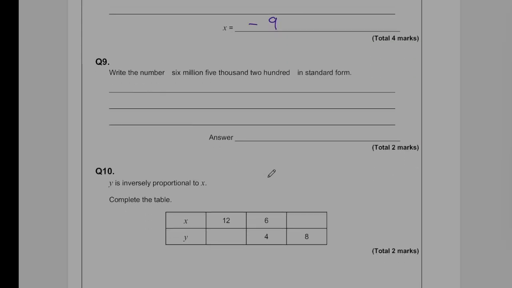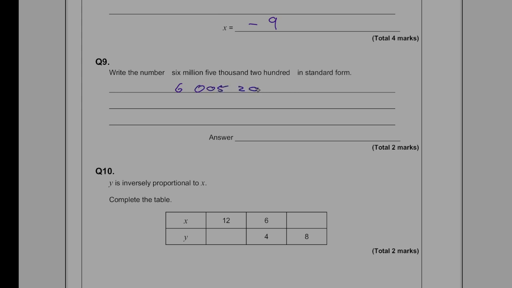Okay, write the number 6,005,200 in standard form. So let's write it numbers first. 6,005,200. 6,005,000, you should say and 200 really. So 6,005,200 in standard form. So that's going to be 6.0052 times 10 to the 6.